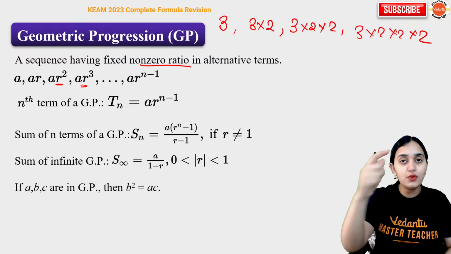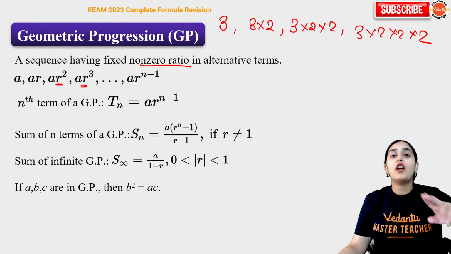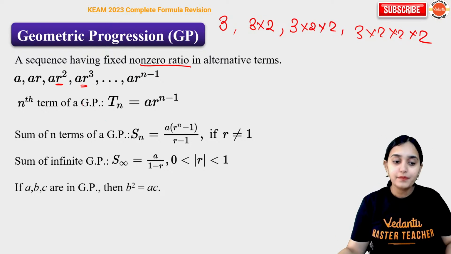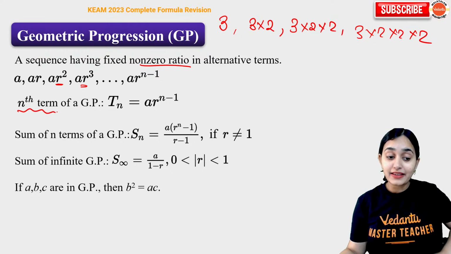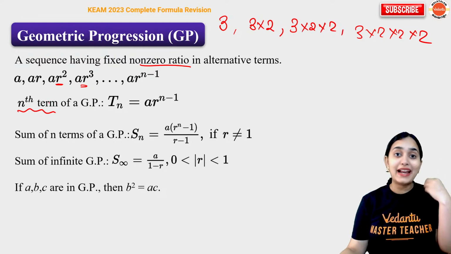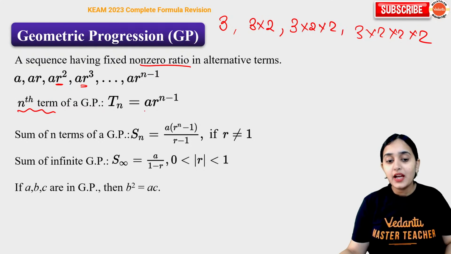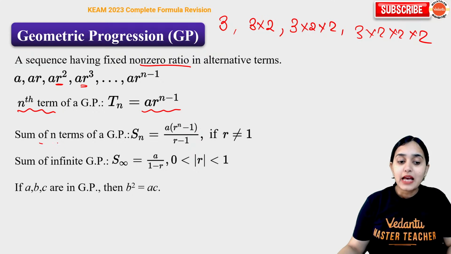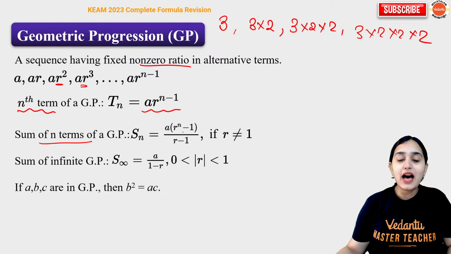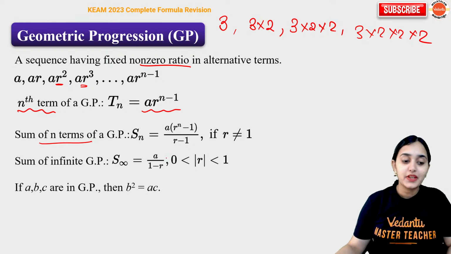Every time a new number is multiplied for getting the next term. Now in GP, what is the formula for nth term, 100th term, 80th term? Simply a into r to the power n minus 1. First term into common ratio to the power n minus 1. Sum of n terms will be a into r to the power n minus 1 upon r minus 1.